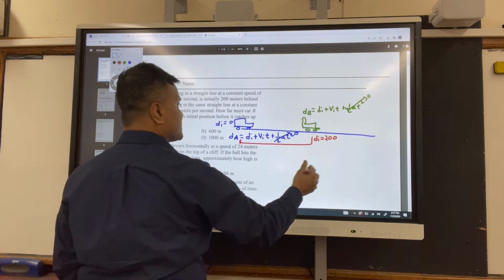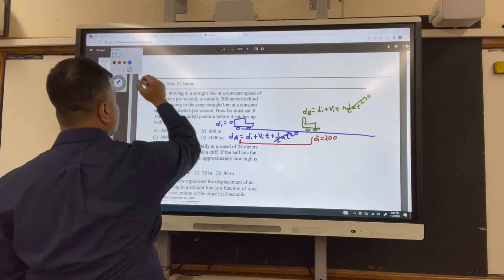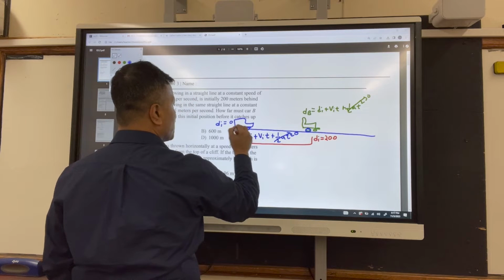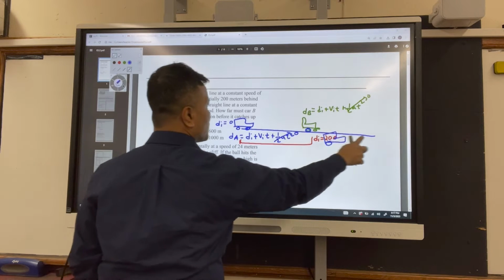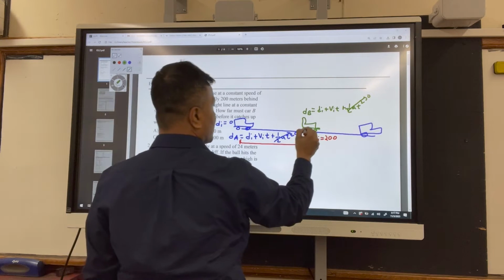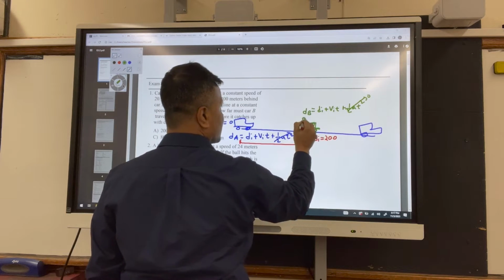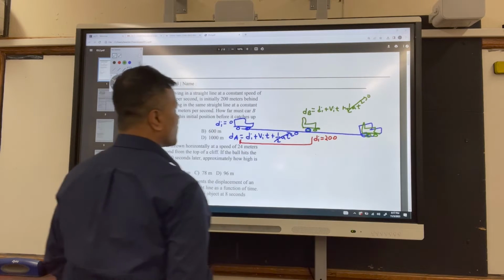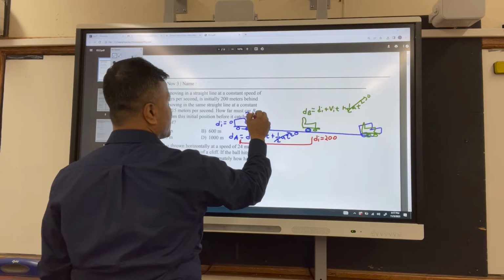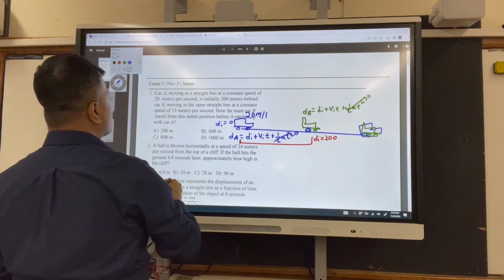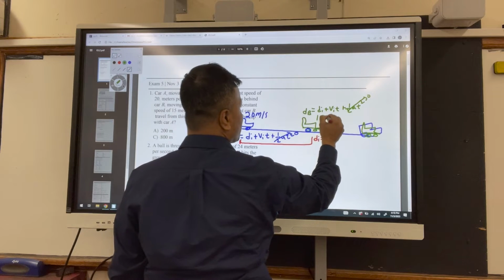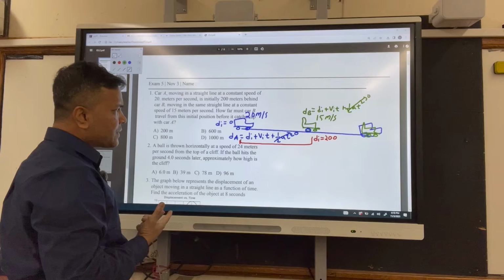Now at some point they're going to meet. The blue will meet with the green over here. One thing we know is that blue moves faster, 20 meters per second, and the green moves slower, 15 meters per second. Okay, all right.